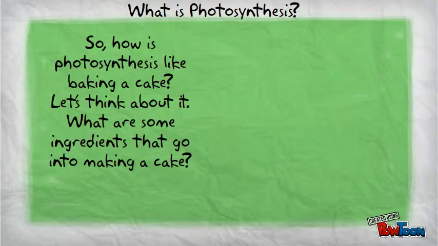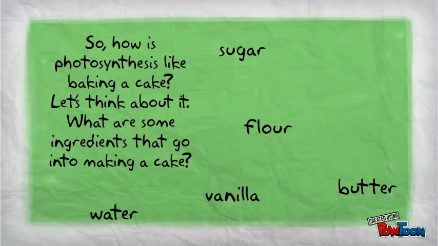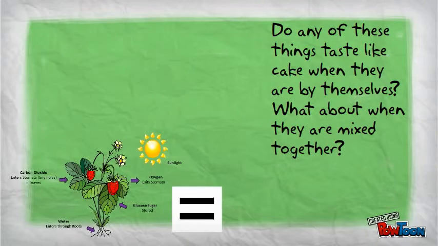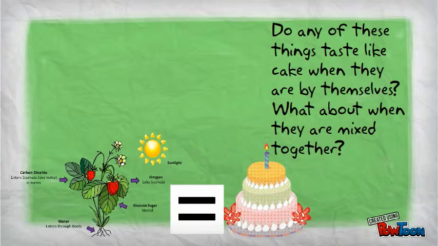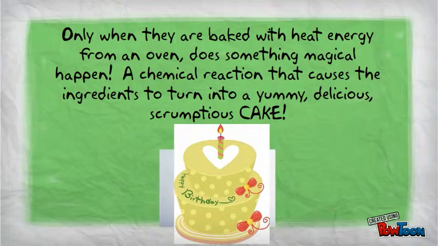What is photosynthesis? So how is photosynthesis like baking a cake? Let's think about it. What are some ingredients that can go into making a cake? Do any of these things taste like a cake when they are by themselves? What about when they are mixed together? Only when they are baked with heat energy from the oven does something magical happen. A chemical reaction causes the ingredients to turn into a yummy, scrumptious cake.